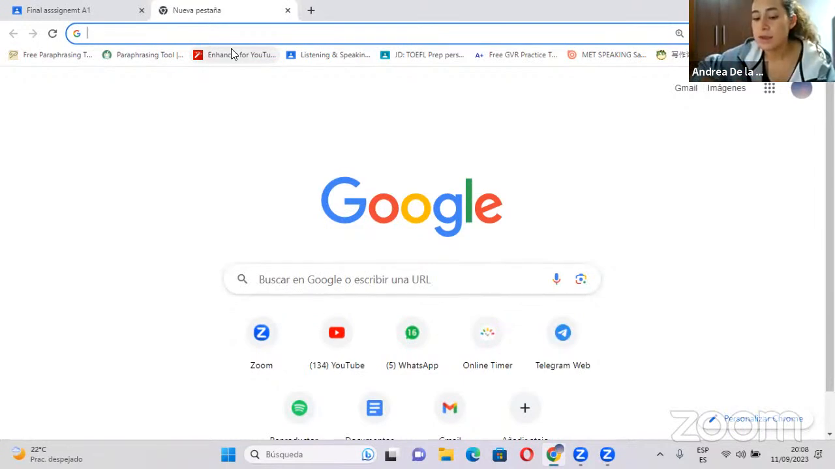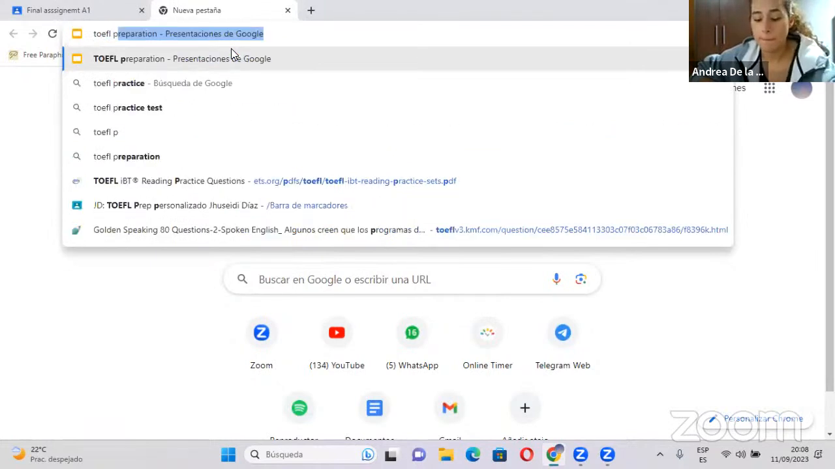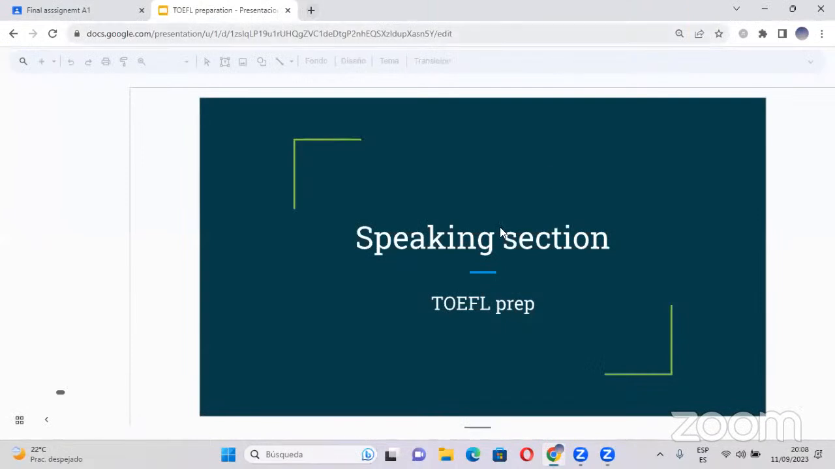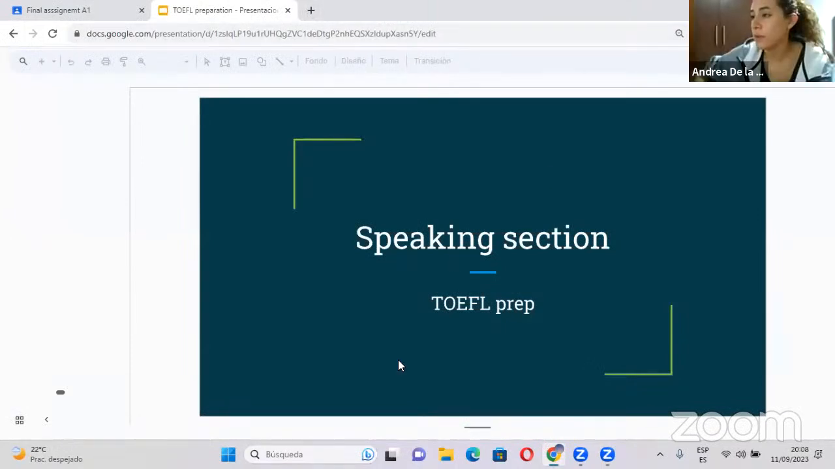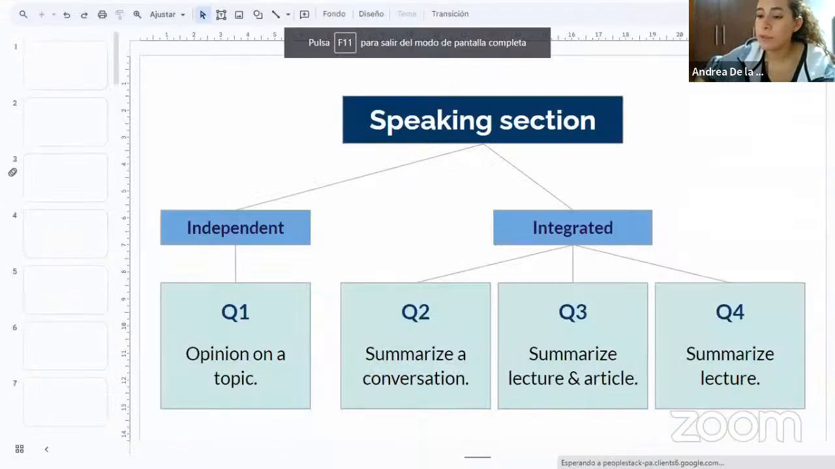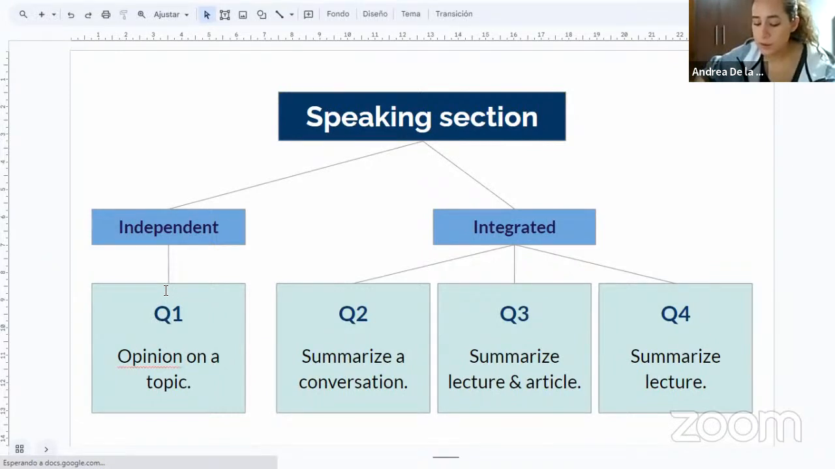Okay, guys? Does anyone remember how many questions we have in the speaking section? Four. Exactly, 4 questions. And we have seen 3 so far, right? This week we're gonna finish with the 4th one, don't worry, but so far we have covered 3 out of the 4 questions. We have seen the first question, the independent question, and we've had a lot of practice for that question specifically.